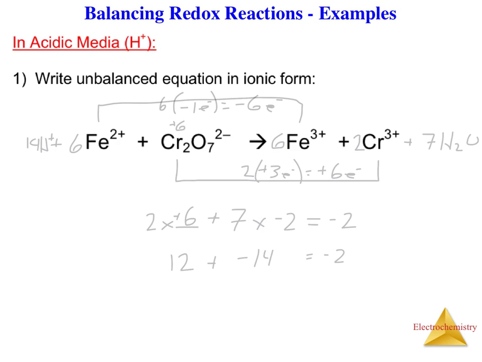Why do I do that? It says it's in acidic media, and so this way I now have 14 H pluses. It's certainly acidic. So on this side I've got my 14 hydrogens, I've got 14 hydrogens on this side. I've got 6 irons, I've got 6 irons. I've got 2 chromiums, I've got 2 chromiums. I've got 7 oxygens, I've got 7 oxygens. So my equation is balanced.